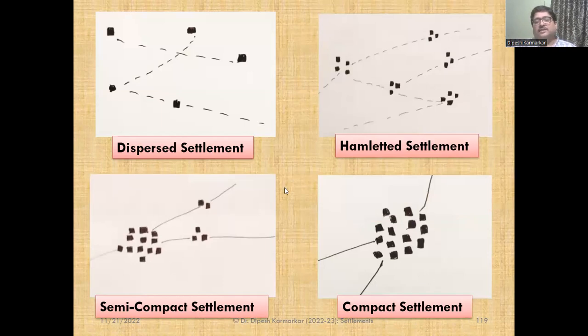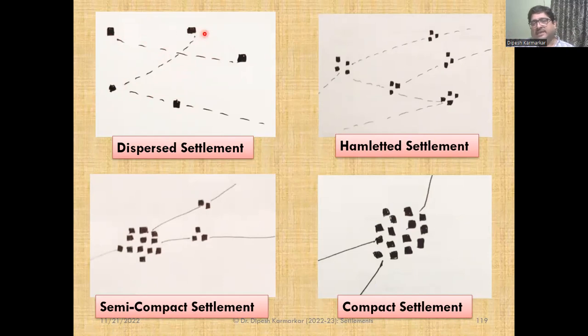As you can see in this simple chart, a dispersed settlement is where you can see almost single houses, or 2 to 3 houses at the most, located close to each other. But overall, we can see the settlements are quite away from each other. So as they are away, the process of dispersion is active.